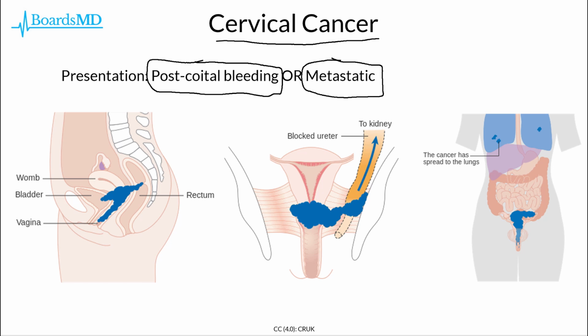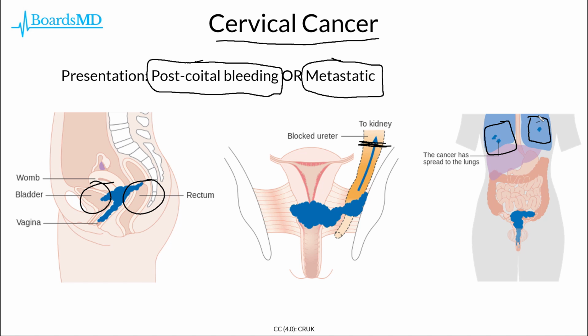Some classic patterns of spread for the cervical cancer include spreading to the bladder as well as the rectum, which can result in urinary or fecal incontinence. The cancer can metastasize to the ureter, resulting in a blocked ureter and hydronephrosis. Additionally, cervical cancer can also spread to the lungs, and these patients can present with hemoptysis and shortness of breath.